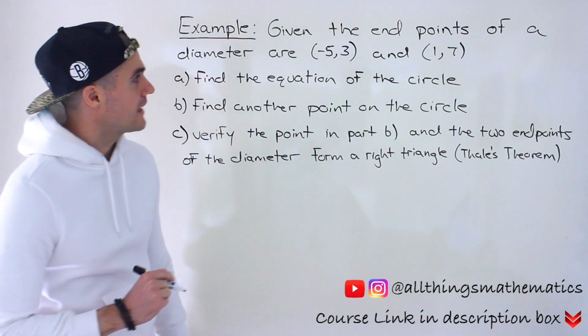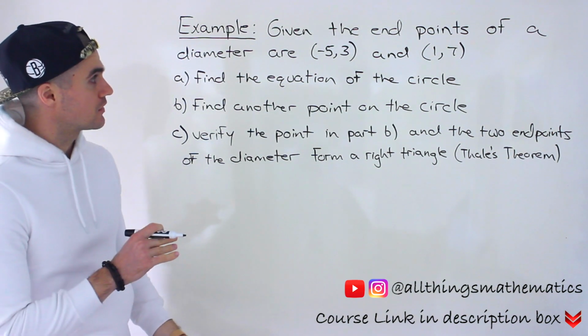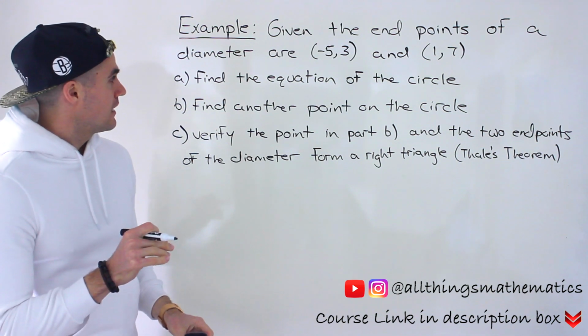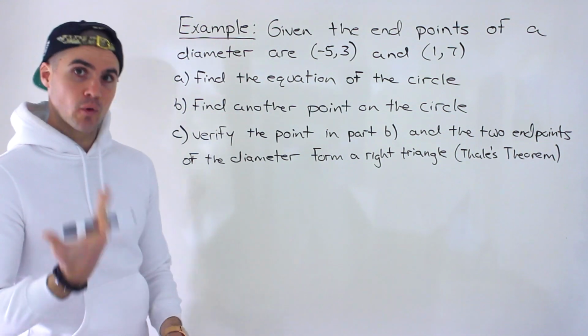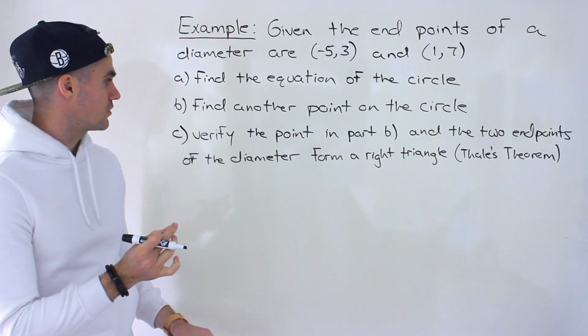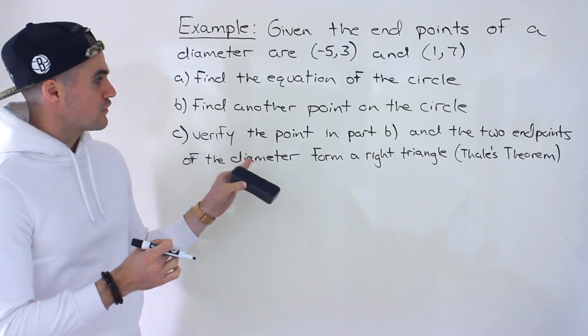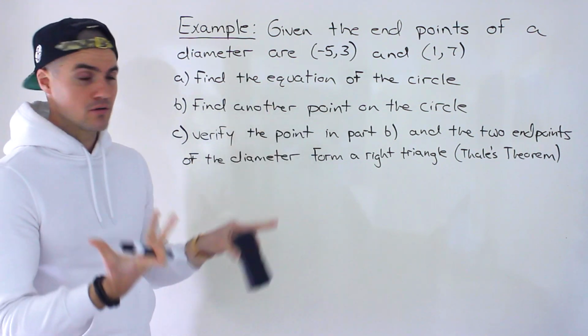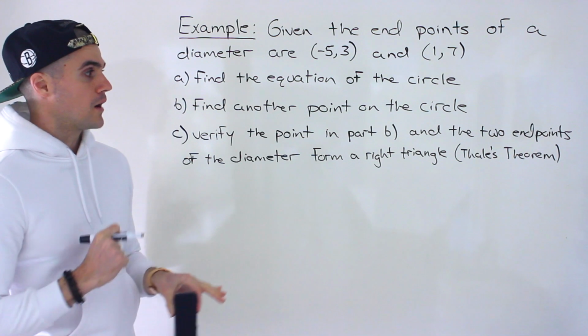So we are given the endpoints of a diameter in a circle, and they're (-5, 3) and (1, 7). And then what we have to do is find the equation of the circle. Then in part B we have to find another point on the circle. And then in part C we have to verify that the point in part B and the two endpoints of the diameter that are given form a right triangle.